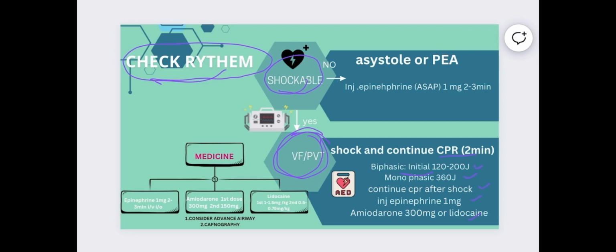If it is asystole or pulseless electrical activity, then CPR chest compressions and epi 1 milligram every 2 to 3 minutes. Epinephrine is 1 milligram every 2 to 3 minutes. Amiodarone, as I discussed, first dose is 300 and the next is 150. And lidocaine, first is 1 to 1.5 milligrams per kg and second is half, 0.5 to 0.75 milligrams per kg. At this point in time, you have to think about advanced airway support and capnography.